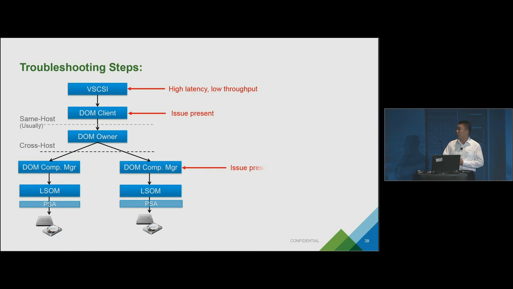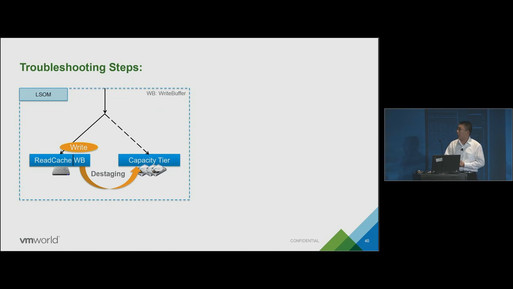So we just follow the troubleshooting steps we mentioned. We start from the virtual machine level, and we identify the symptom, which is high latency and low throughput. Then we walk down the layers. We find that the DOM client has the issue present. The DOM component manager also has the issue present. Then we enter the LSOM layer. Since this is a write workload, we check the write buffer utilization.